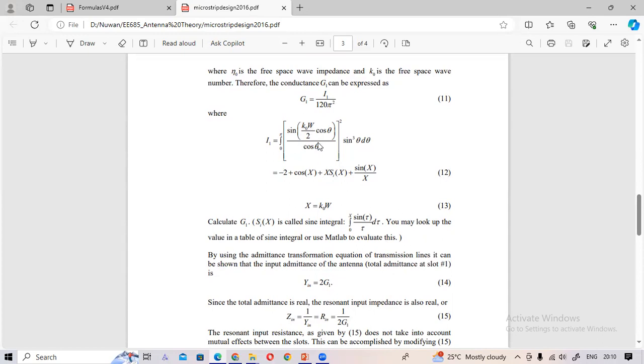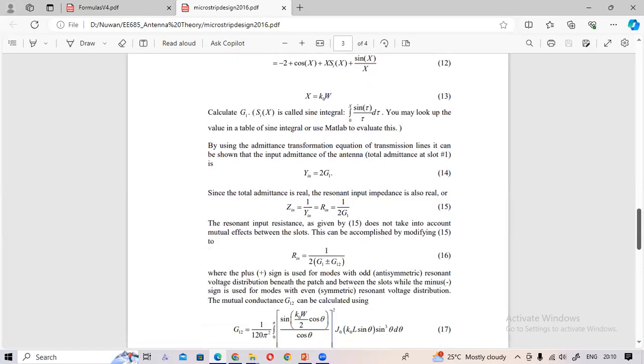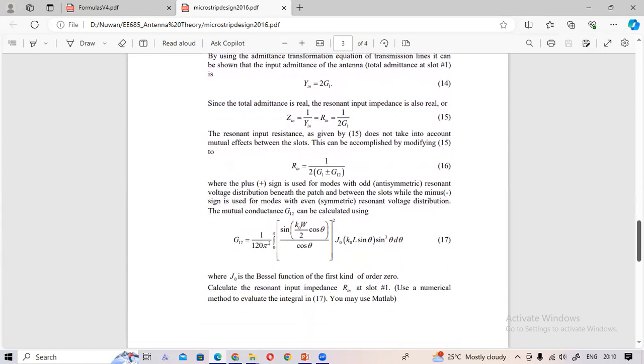So directly you have to code this in MATLAB. The limits are given, so you will have a finite value here as I1. You can calculate I1, then using I1 you can calculate G1, which is the conductance. And R in will be from both slots' conductance, that is G1 plus G12. G1 you have already calculated, then you have to calculate G12.